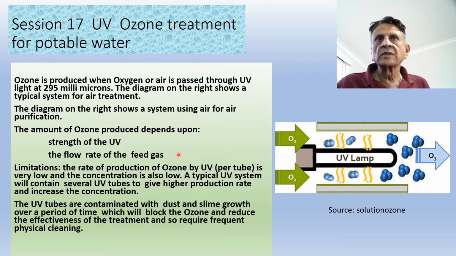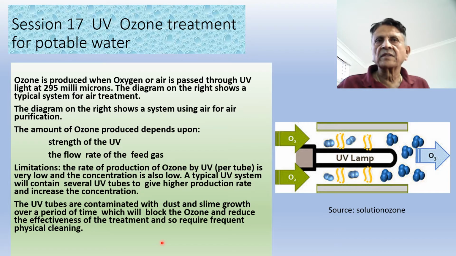The amount of ozone depends on the strength of the UV rays and the flow rate of the feed gas. The limitations are the rate of production of ozone by UV per tube is very low, and therefore the concentration is low. A typical UV system will contain several U-tubes to give higher production rate and increase the concentration.